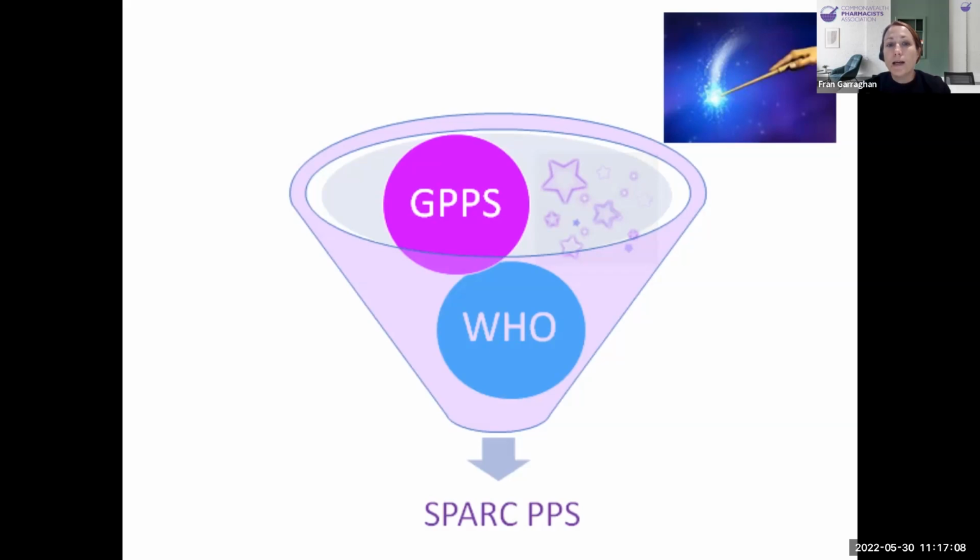So we talked to the Global Point Prevalence team and really thought about what it is that the World Health Organization data collection and methodology has that isn't included in the Global Point Prevalence Survey. And we were able to then adapt the Global Point Prevalence Survey to incorporate some of the elements that were in the WHO methodology. So this, with a little bit of magic, we then came up with our SPARC Point Prevalence Survey.